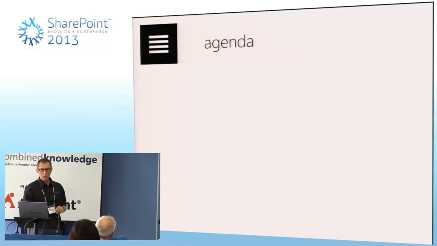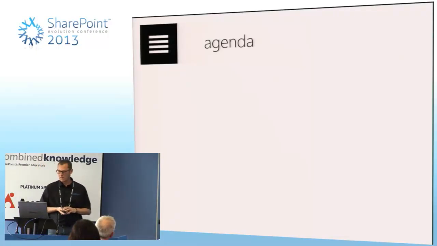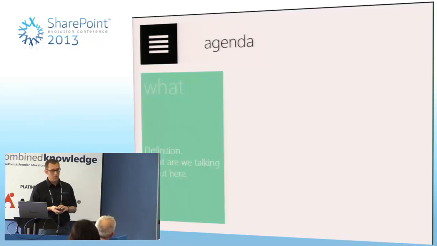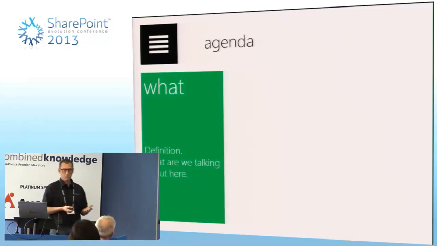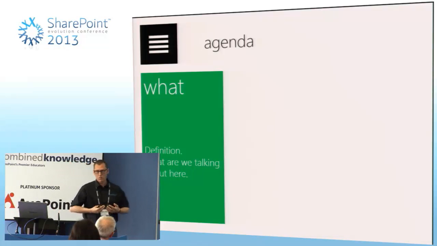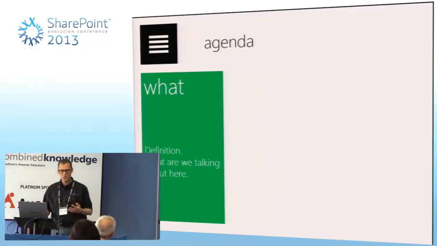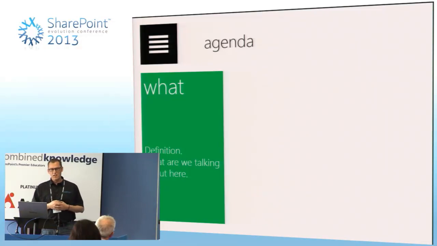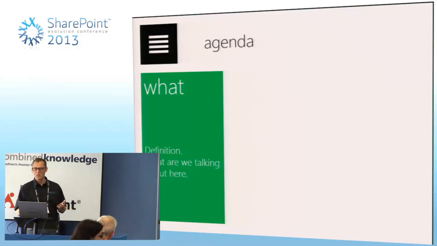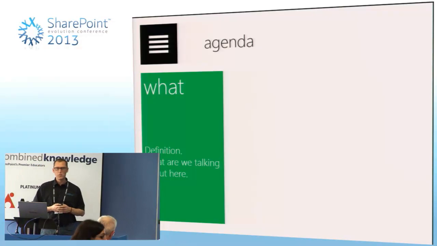I want to look at the agenda. What we're going to talk about this next 50 minutes or so. So we'll have the what. What are we talking about? What do we mean when we talk about social business or social features or Enterprise 2.0, or what does it mean? And if anything I tell you comes across as being nonsense, please let me know, or please dispute it, or confront me.